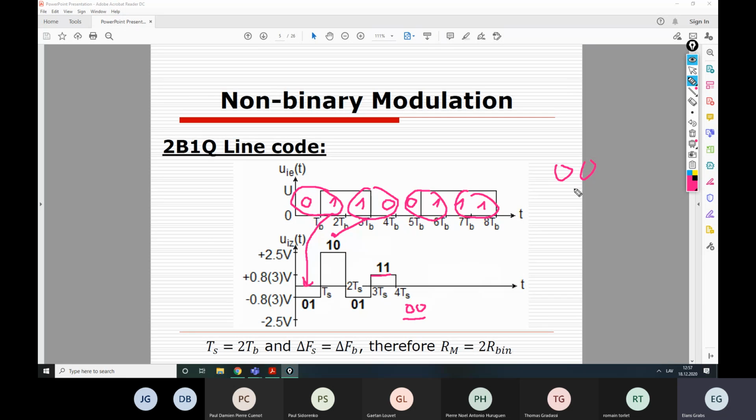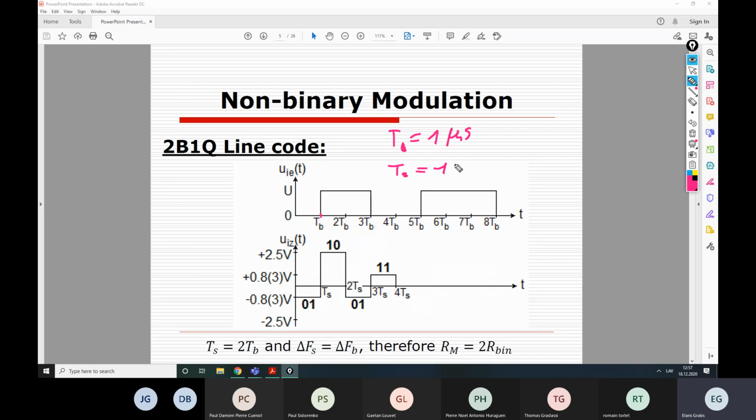In this example, we are keeping the symbol duration the same. So previously, let us assume, this duration was, for example, 1 microsecond, and we are going to keep it the same for this new signal as well. So symbol duration is also 1 microsecond. However, the information payload here was 1 bit per symbol, and here there are 2 bits per symbol, which allows you to send twice as much information in the same time span, right?